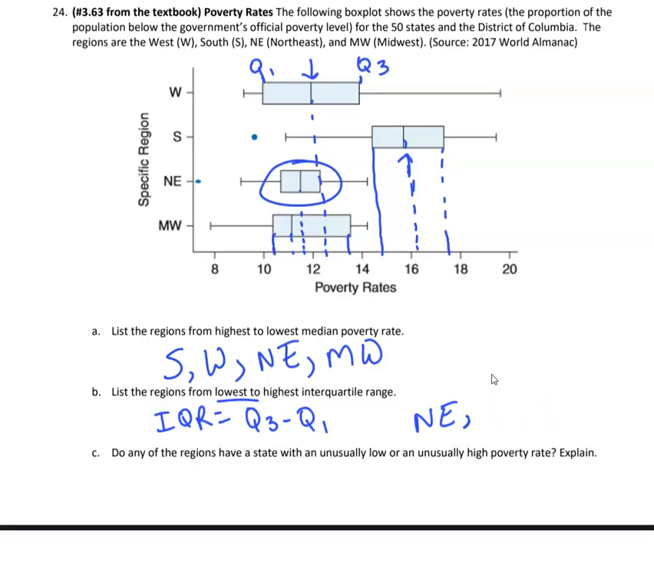I think on the test, if there's one like this, it won't be quite subjective. I think it'll be a little bit easy. I'm sorry, not northeast, south I meant. It'll be a little bit easier to eyeball it. But I want you to see you're doing Q3 minus Q1. So I'm going to go south, and then I'm going to go Midwest.